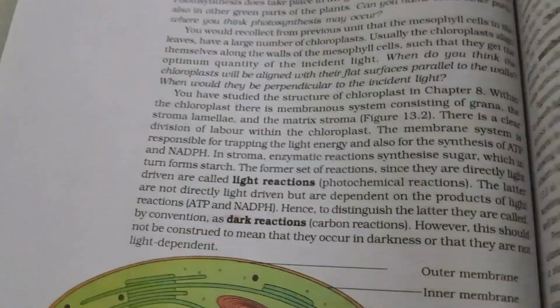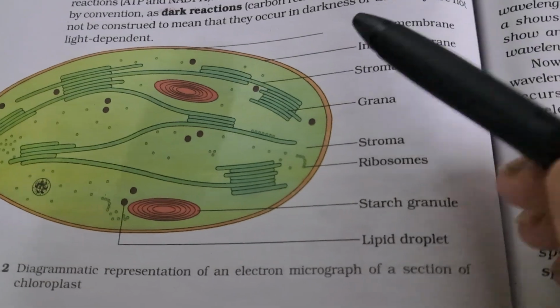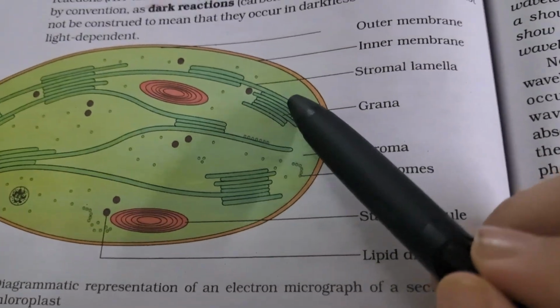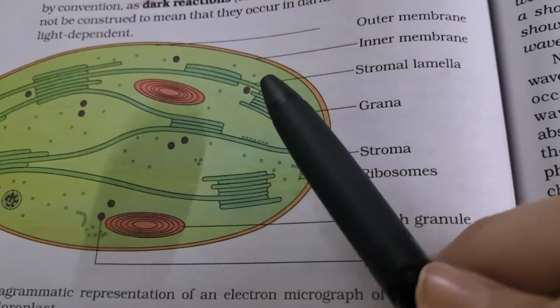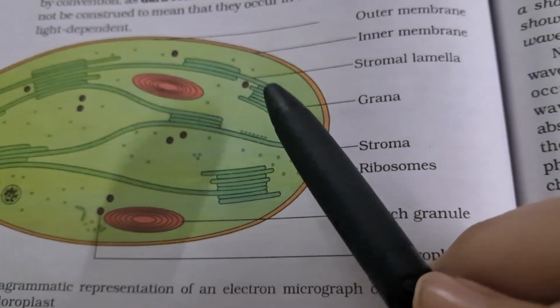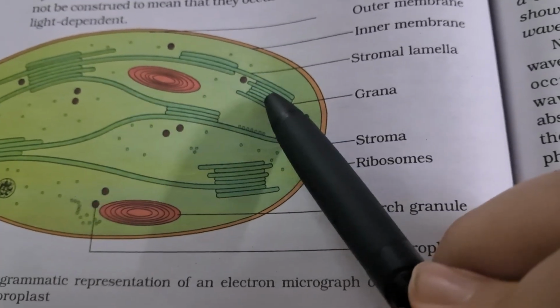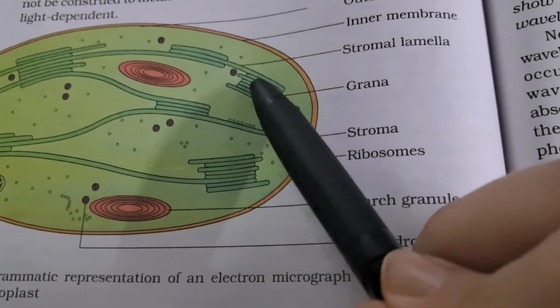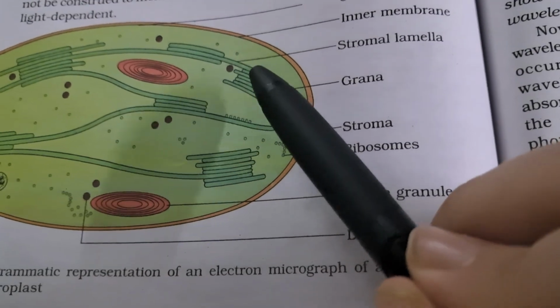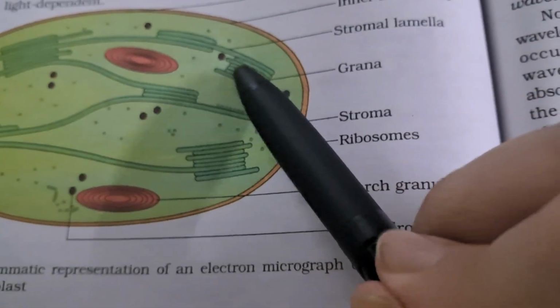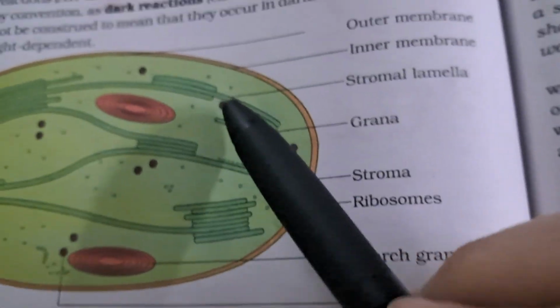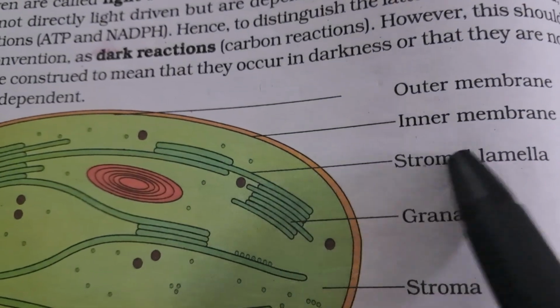Now let me show you once again where the stroma lamella was and where the grana was. So here this is the grana. So what will take place here in this grana? Non-cyclic phosphorylation. The Z scheme, everything will take place here in this grana. But two grana are connected by this joint, no? Stroma lamella, can you see?